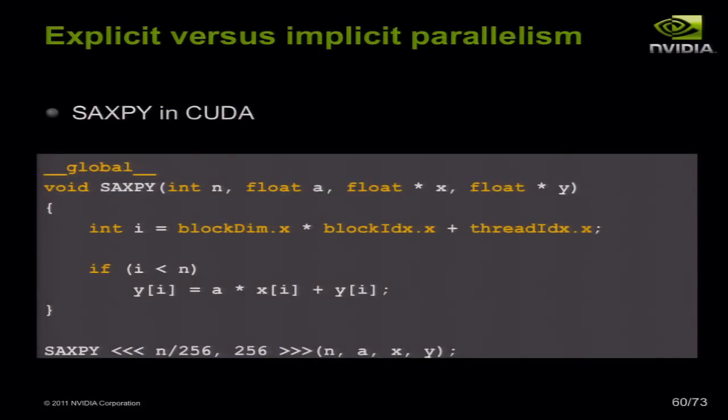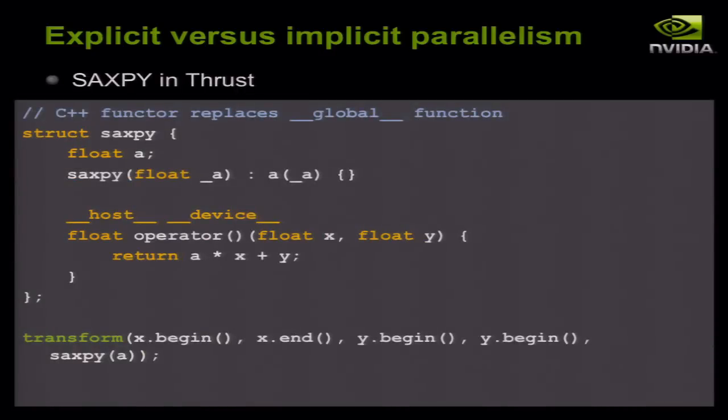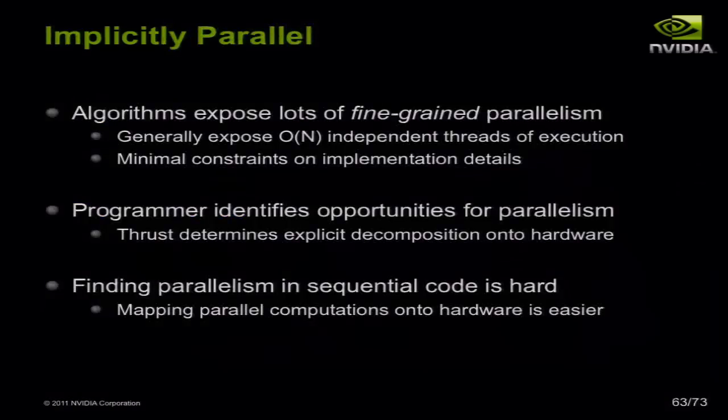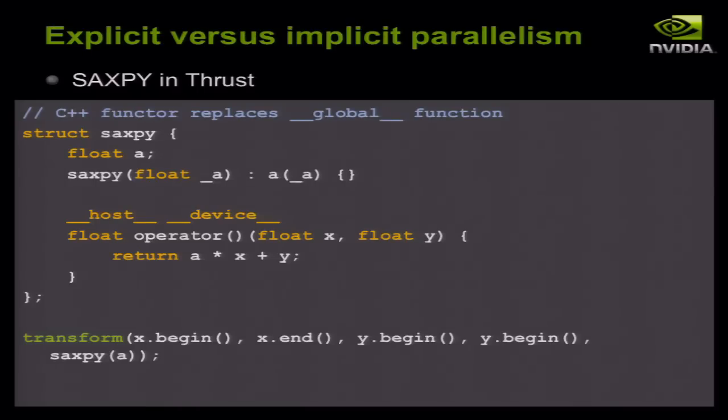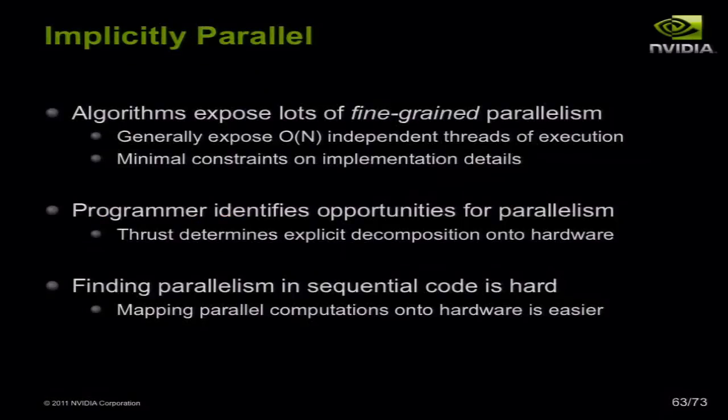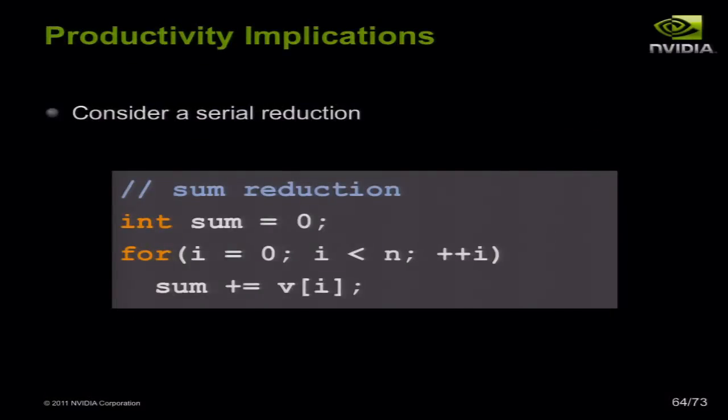The point here of these slides is just that it's a lot less work to write SAXPY. Instead of having to explicitly deal with parallelism and decompose it into threads and blocks, you just write a functor that deals with it element-wise and then call transform. So it can be a lot easier.